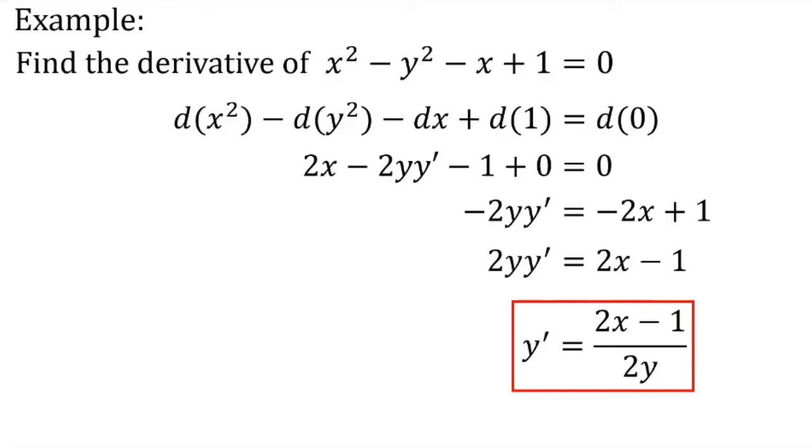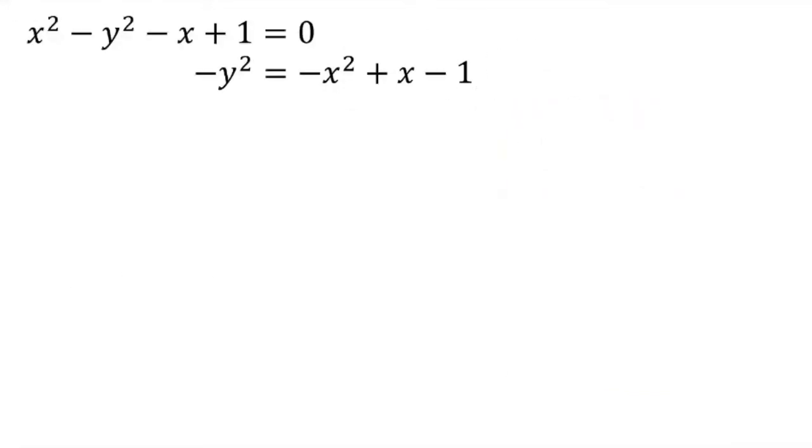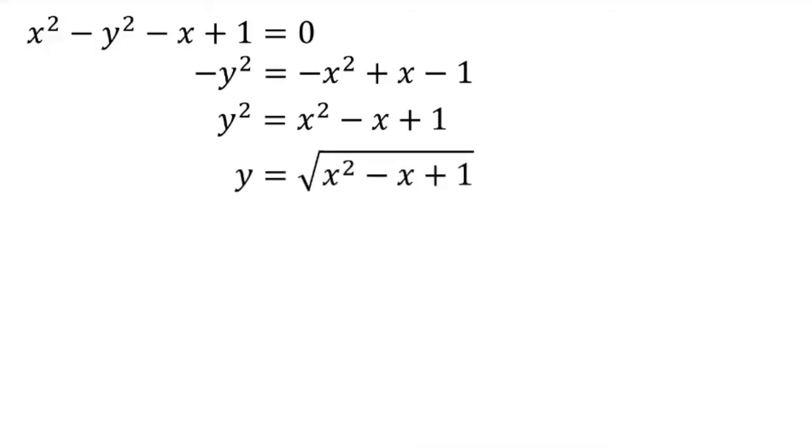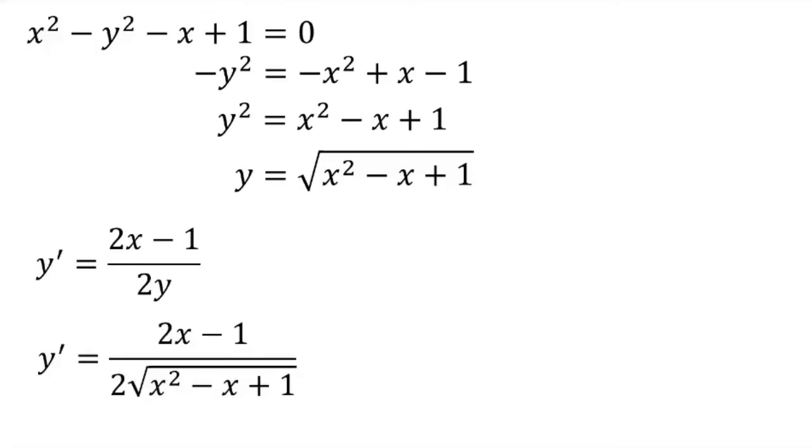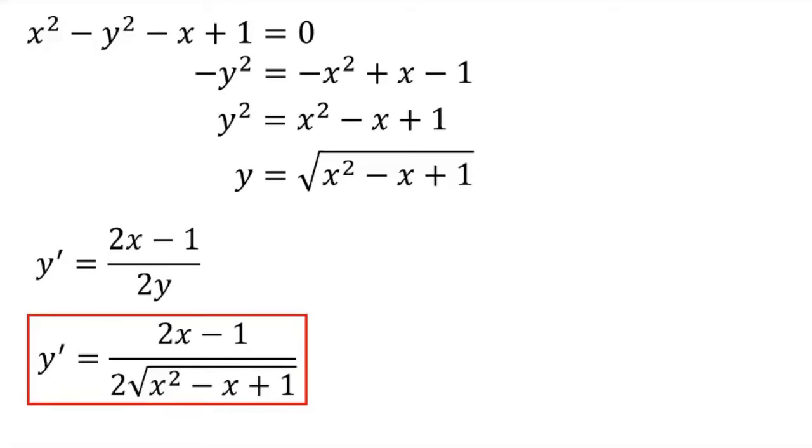But what if the direction is asking us to express our answer in terms of x? So this will become negative y squared equals negative x squared plus x minus 1. Y squared equals x squared minus x plus 1. Both sides of the equation were multiplied by -1. And then get the square root of both sides of the equation. That will become y equals square root of x squared minus x plus 1. So now we have the value of y in terms of x. So let us change y to square root of x squared minus x plus 1. So y prime will be equal to 2x minus 1 all over 2 times square root of x squared minus x plus 1. So this could also be our answer.